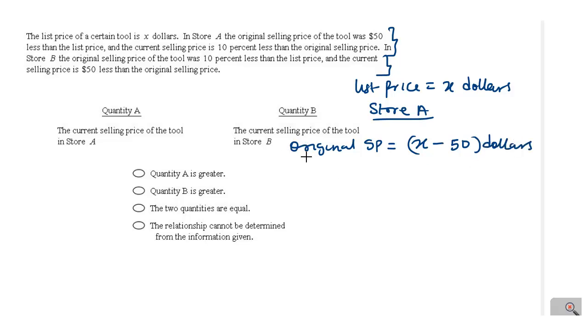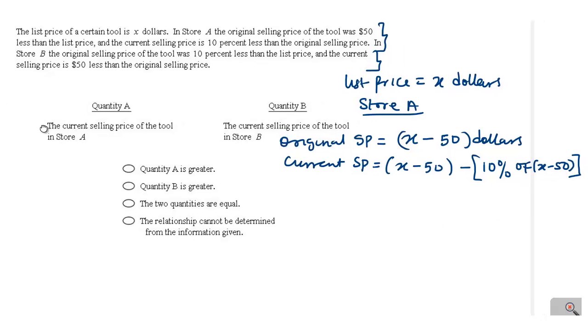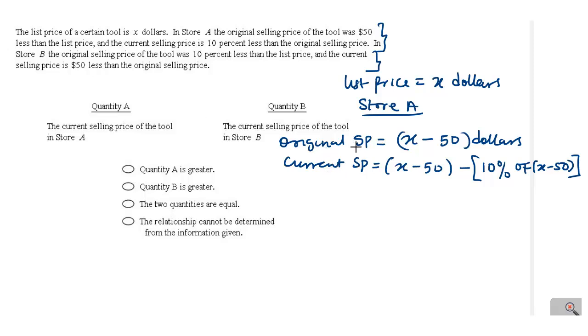Okay, then we also have the current selling price. Now the current selling price, where is it? The current selling price is 10% less than the original selling price. We already know that the original selling price is X minus 50. So 10% of this less than this will now be what? X minus 50, minus 10% of X minus 50. Alright, so that is the current selling price in store A.